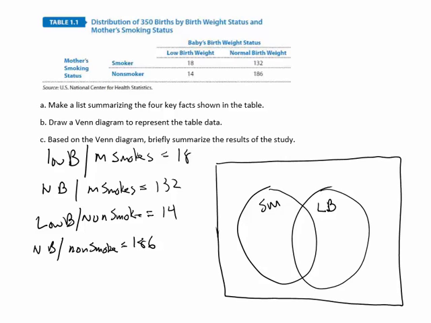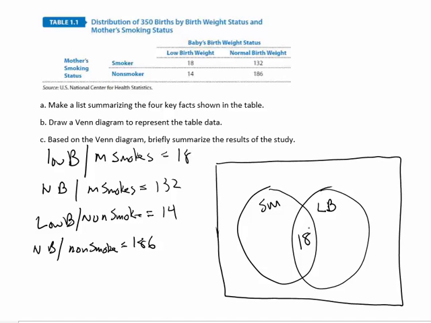We could have gone with non-smoking mothers and normal birth weight. We just had to pick one. So 18 would be low birth and smoker mothers. So that 18 would go right there in the overlap between the two.